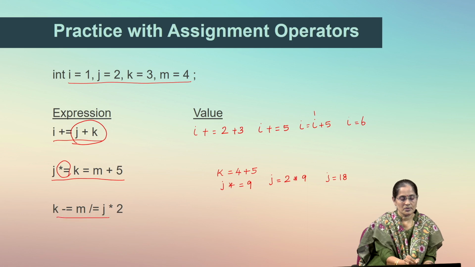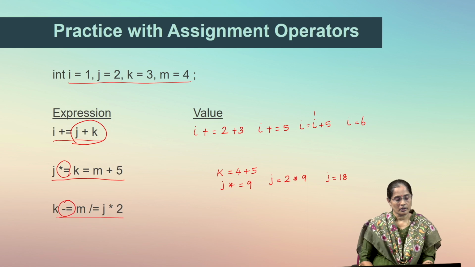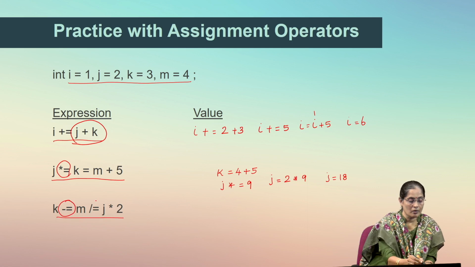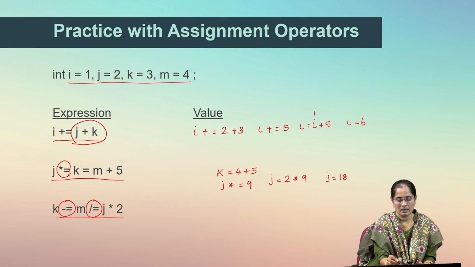Similarly, the third expression can be evaluated. Here the minus equal to is the shorthand assignment operator. Also, we can have one more shorthand assignment operator called slash equal to. So, this will be expanded. If we expand, this expression can be expanded as k minus m, and again m equal to m slash. So, this will be evaluated as m equal to m slash j into 2. Okay.